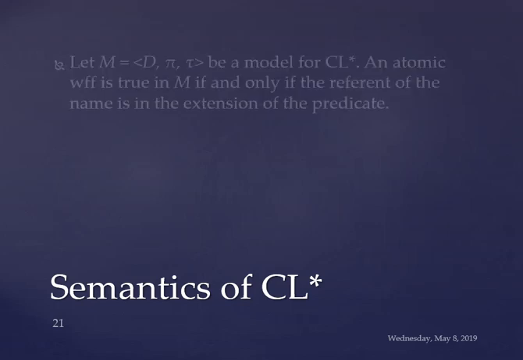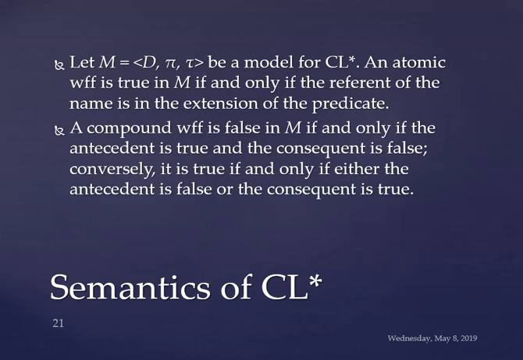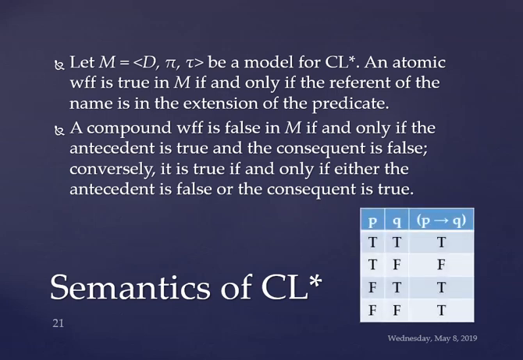We're going to let M be a model that has a domain of discourse, predicate function, and term function. An atomic formula is true in M if and only if the referent of the name is in the extension of the predicate. And then, of course, a compound formula is false if the antecedent is true and the consequent is false. And it is true if and only if either the antecedent is false or the consequent is true. Okay, so that just reflects our truth table.